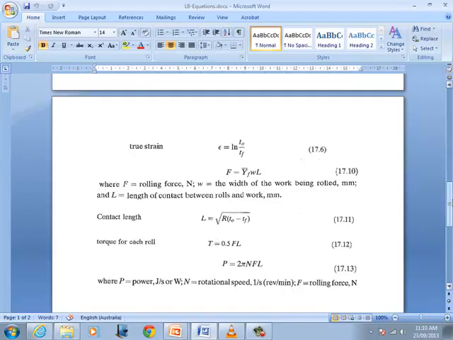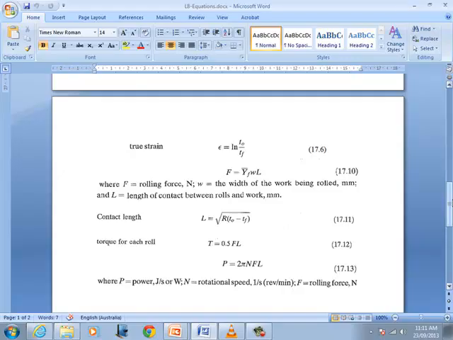And then torque for each roll is half of F times L. Why do we have half here? Because there are two rolls, and half of the torque is being applied to each of the two rolls. And finally, the power which is needed in a rolling operation is being defined by this equation, where N represents the rotational speed of the roll. That's all the equations that we need in order to do the problems of rolling.